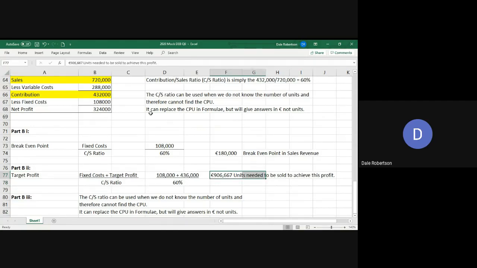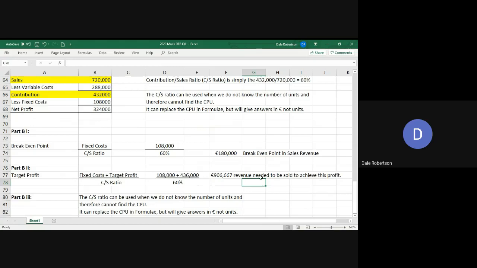And that is the sales revenue, actually, not units. I'm just going to make that change. Revenue. The sales revenue needed to be sold in order to achieve this profit. So therefore, we know that the profit currently is 320. So if we wish to have a higher profit of 436, we will need a higher sales. So logically, this looks like this answer is correct here. So that's the target profit formula using the CS ratio.